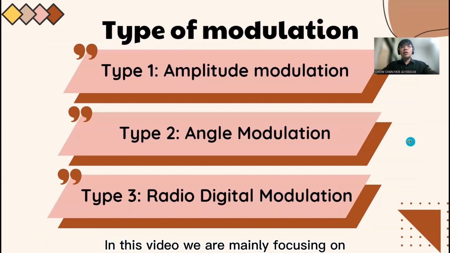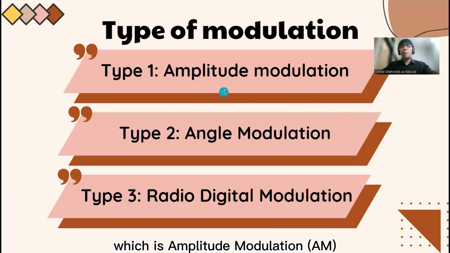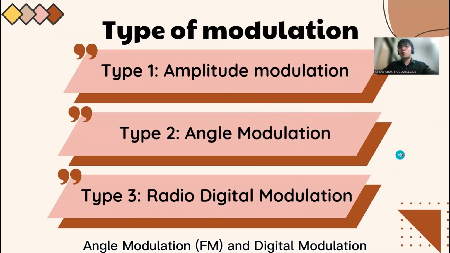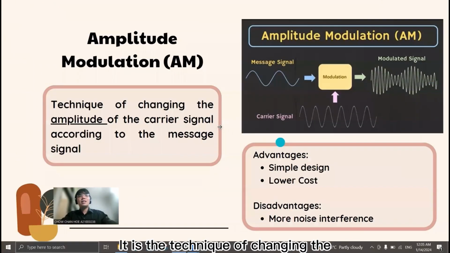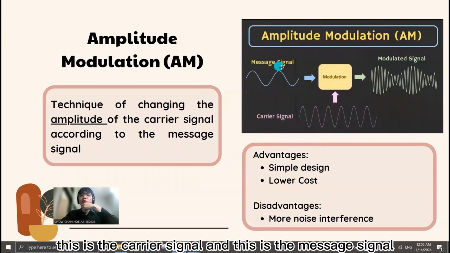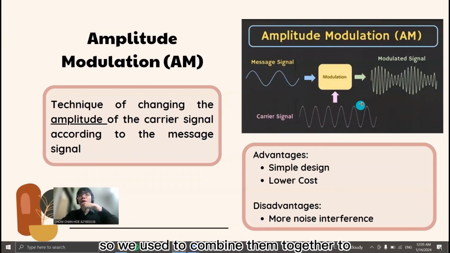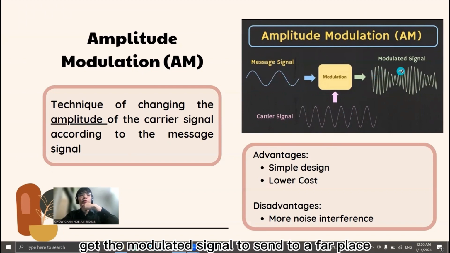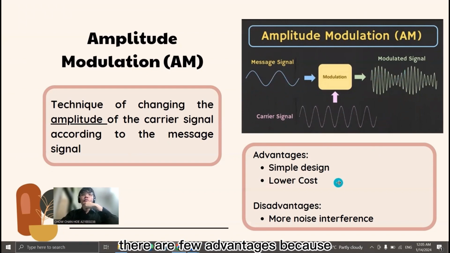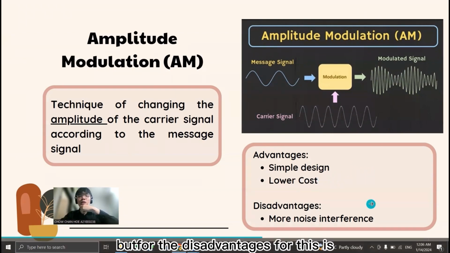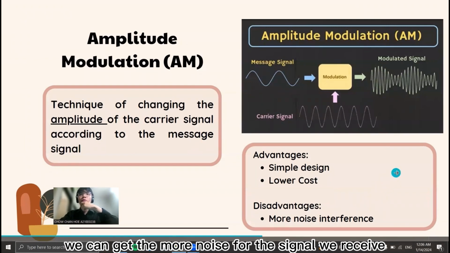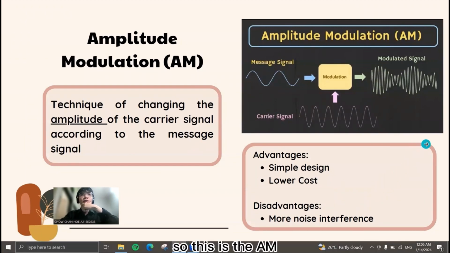In this video, we are mainly focusing on three types of modulation: amplitude modulation, angle modulation, and digital modulation. The first type is amplitude modulation, which is AM. It's the technique of changing the amplitude of the carrier signal. This is the carrier signal and this is the message signal. We combine them together to get the modulated signal to send to a far place. There are a few advantages because amplitude modulation has a simpler design and a lower cost. But the disadvantage is that we get more noise in the signal we receive. So this is the AM.